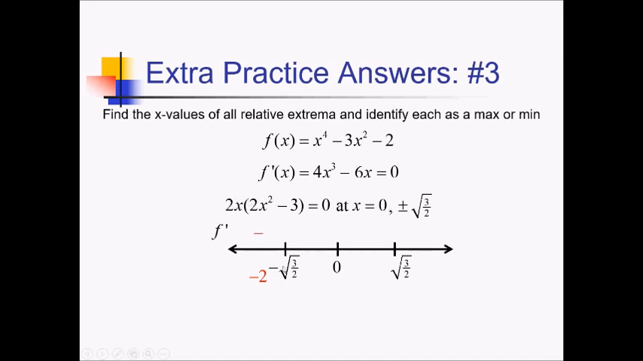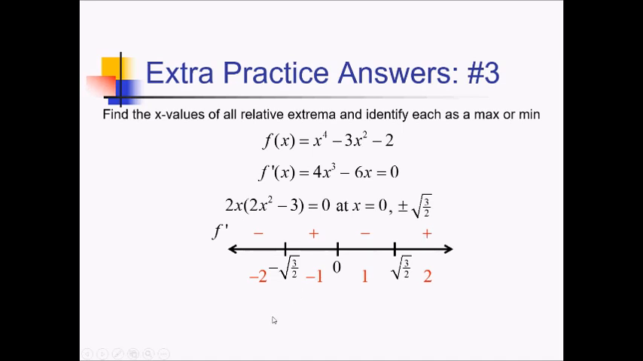Now between negative root 3 over 2 and 0, I can use negative 1. Plugging that in, I get a negative, and then this is really 2 minus 3, so that's also a negative inside, so overall positive result. Between 0 and root 3 over 2, that's going to be 1. That's a good number to use. That gives me a positive times a negative, which is negative. And let me use 2. That's a number bigger than root 3 over 2. So that's going to be a positive times a positive, which is positive.